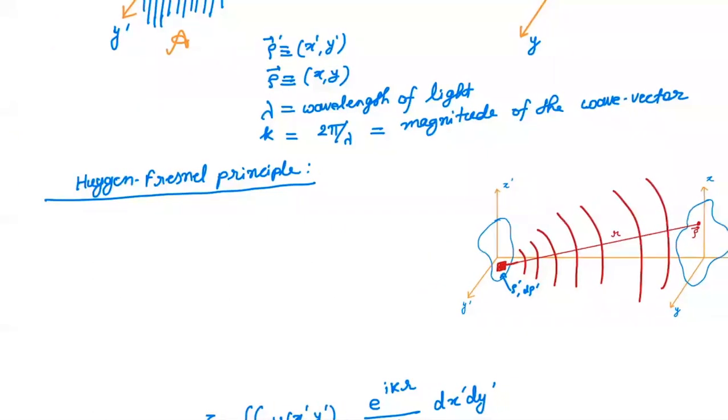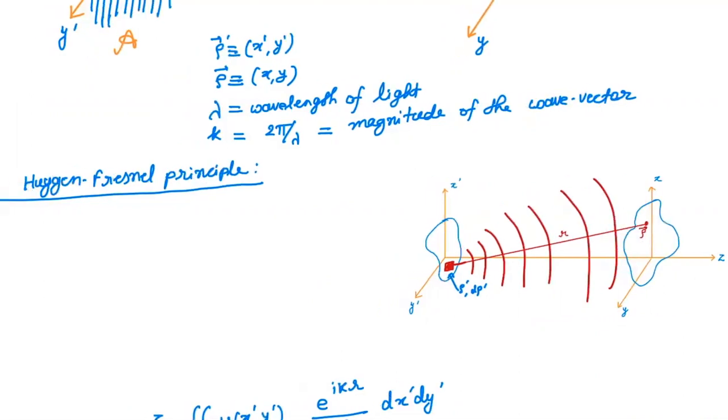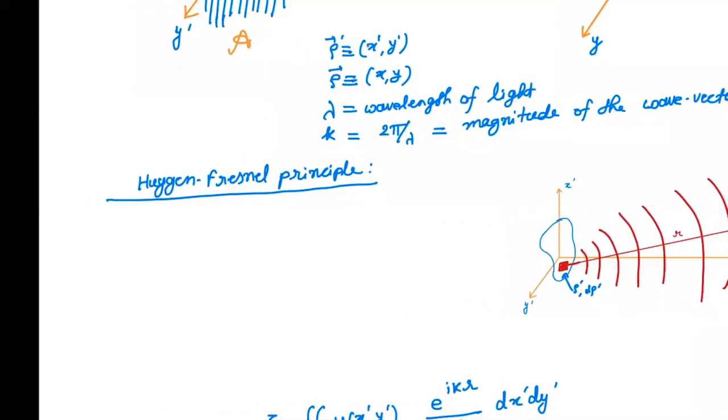If I have a point source at rho prime, and let's say it's a unit amplitude point source, then what would be the amplitude at rho due to this point source? That's the question. Just a point source at rho prime, what would be the amplitude at rho due to it? So this we can write as follows.